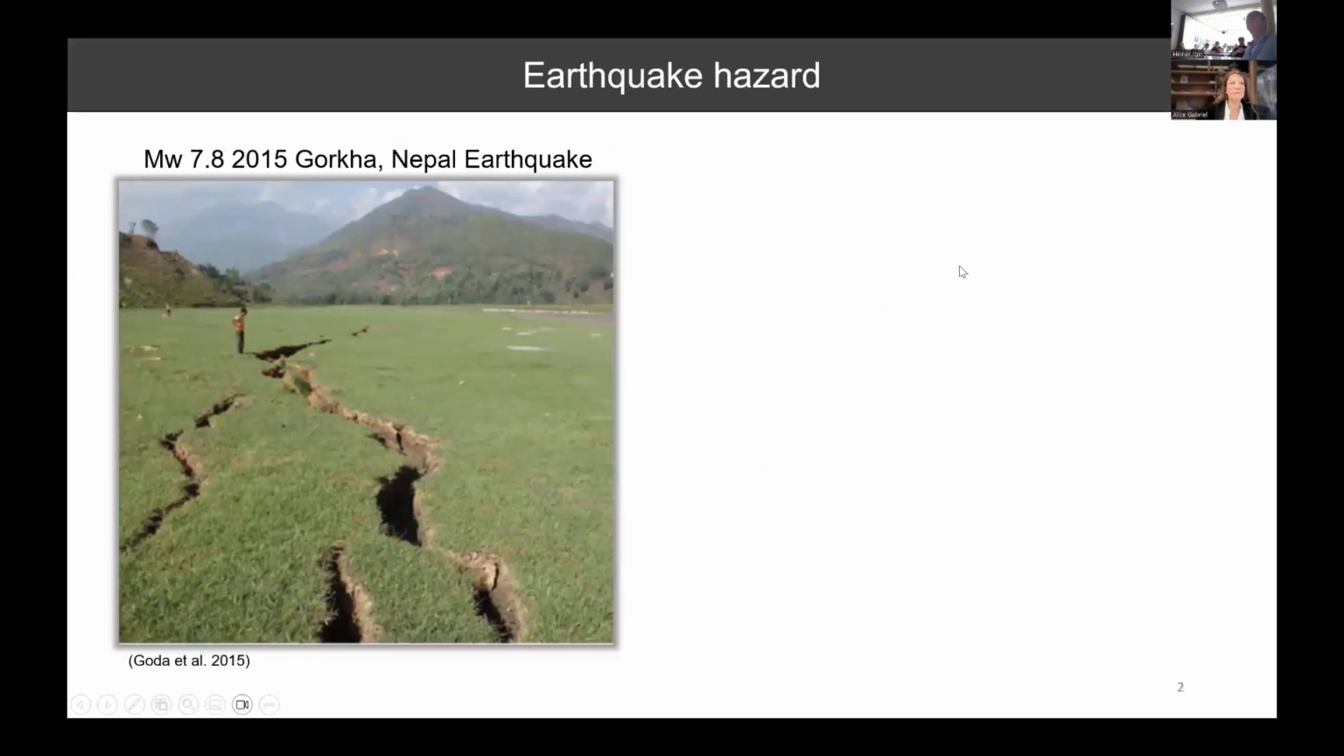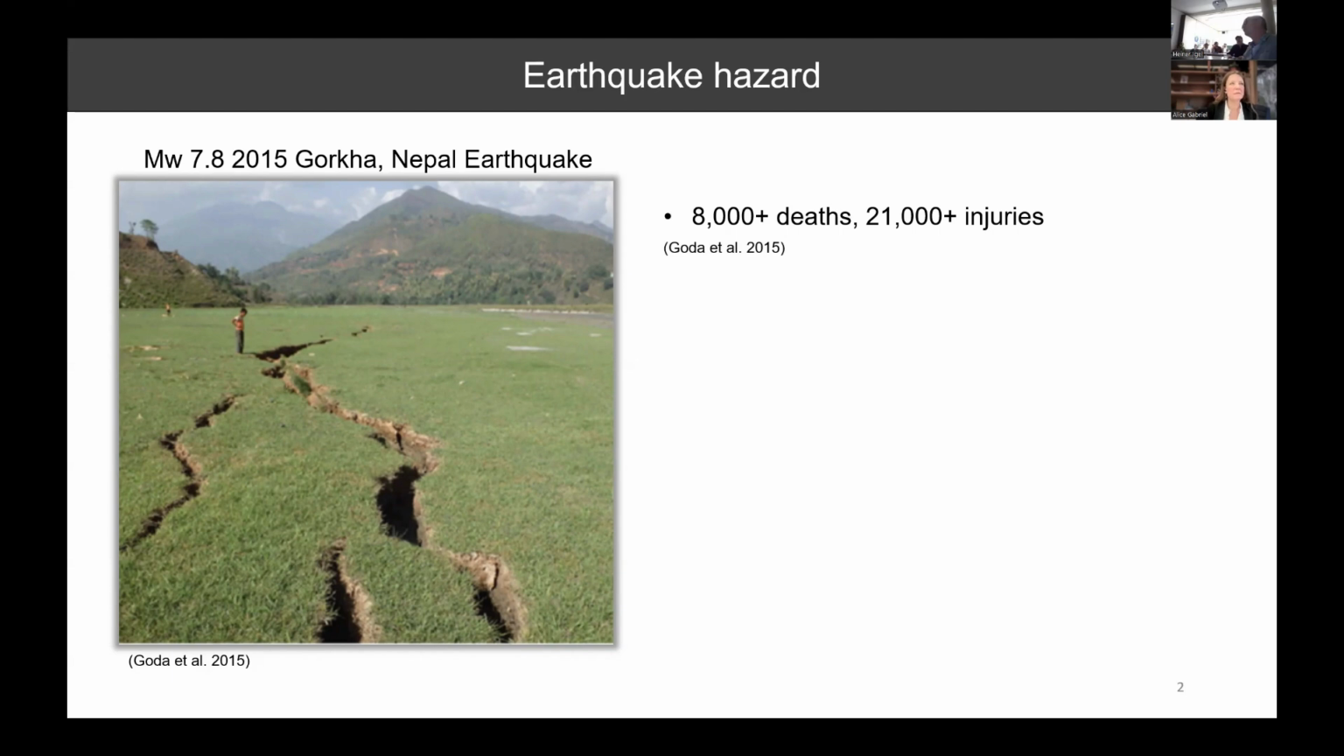Yeah, we need to deal with. This photo shows the surface ruptures that we observed after the Gorkha earthquake in Nepal in 2015. It really induces large losses, including deaths and injuries of local people.